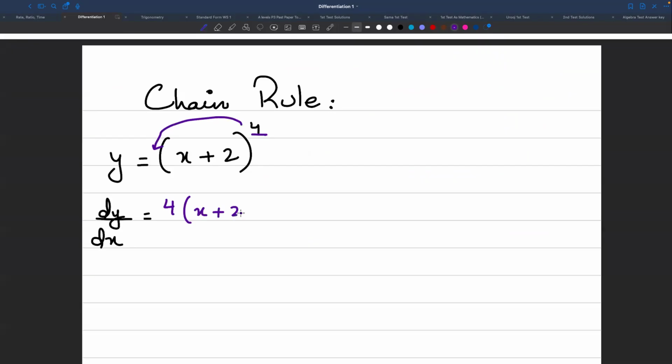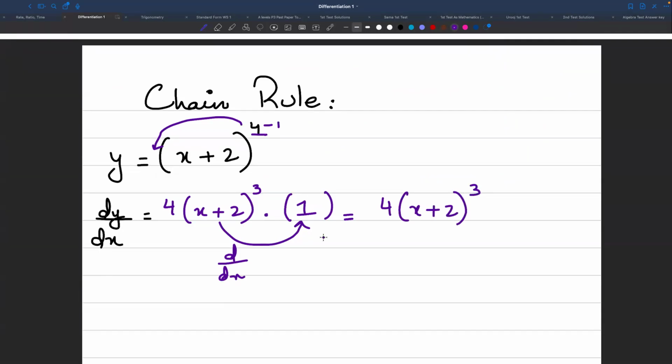This bracket remains the same. This will remain as x + 2. The power decreases by 1. And then you also multiply it with the derivative of this thing, which will be 1. So your final answer becomes 4(x + 2)³.